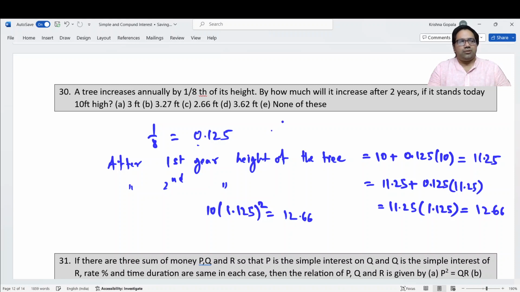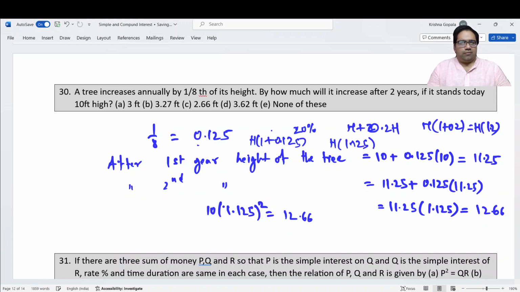Okay, that means what will be the new height? See, if it is growing 20% every year, what does that mean? Current height plus 20%. 20% is 0.2 of height. That means h into 1 plus 0.2. This means h into 1.2 every year. Similarly, this is what we have done. 1 by 8 is 0.125. That means h into 1 plus 0.125 every year.